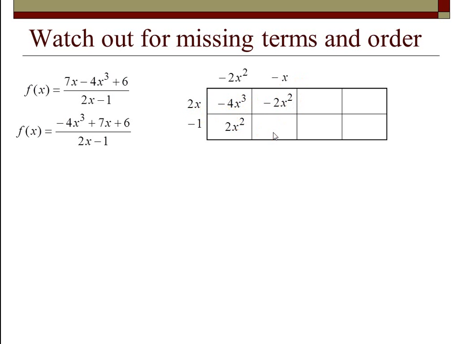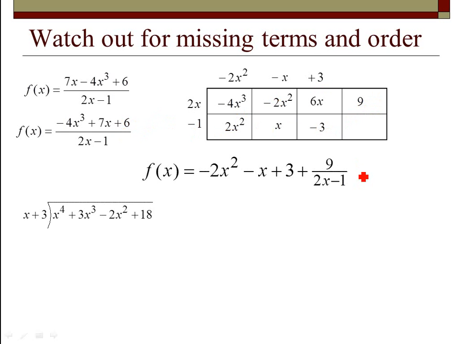Negative x times negative 1 is x. x plus something gives me 7x. So that has to be 6x. 2x times 3 will give me 6x. 3 times negative 1 is negative 3. The final term is 6, so I'd have to add 9. There's my remainder, and I write my remainder as a fraction.